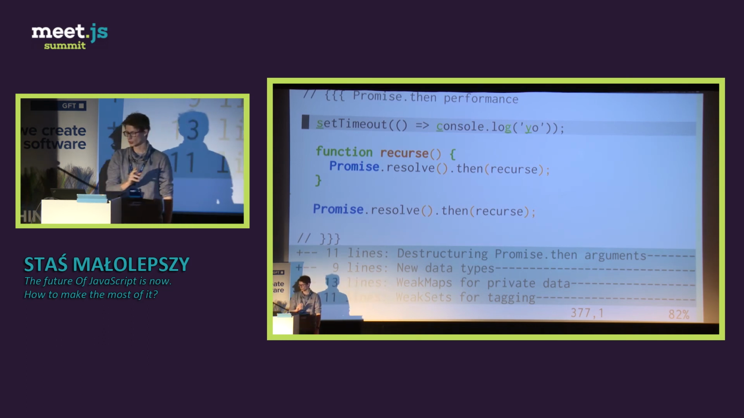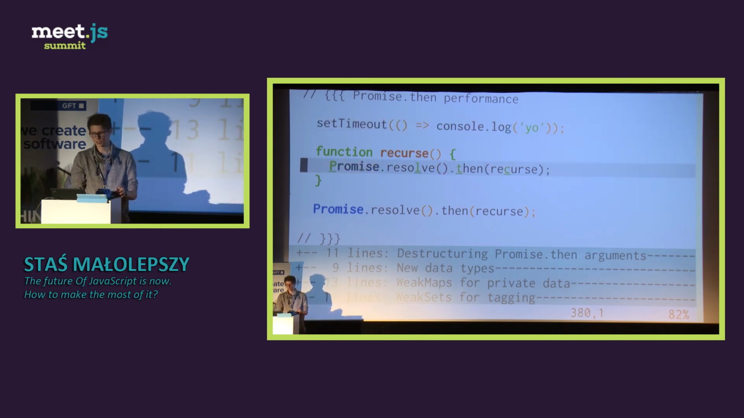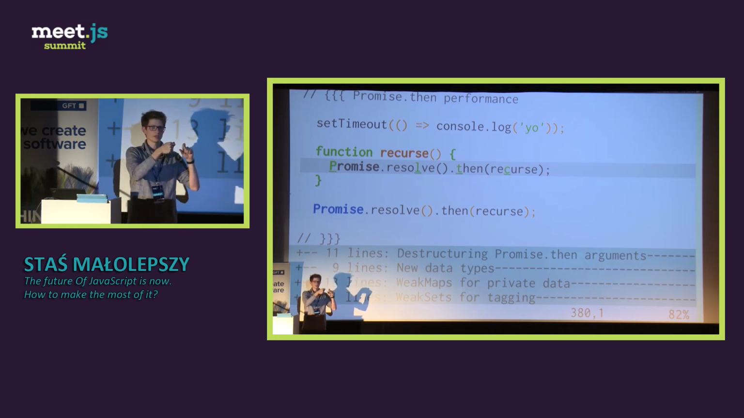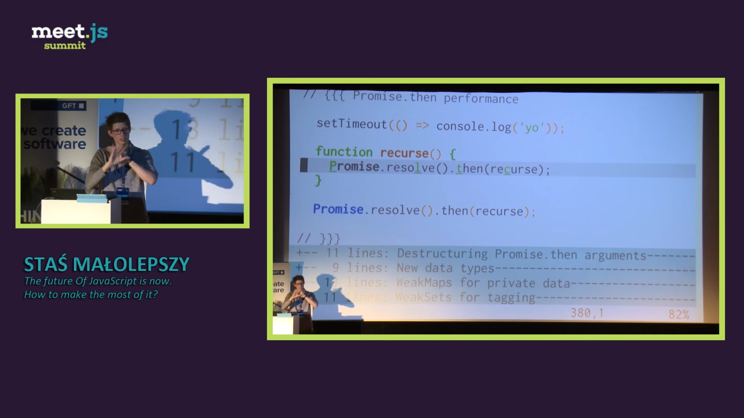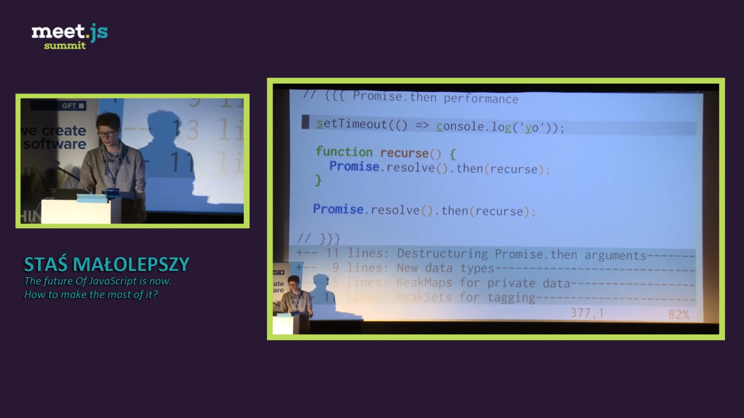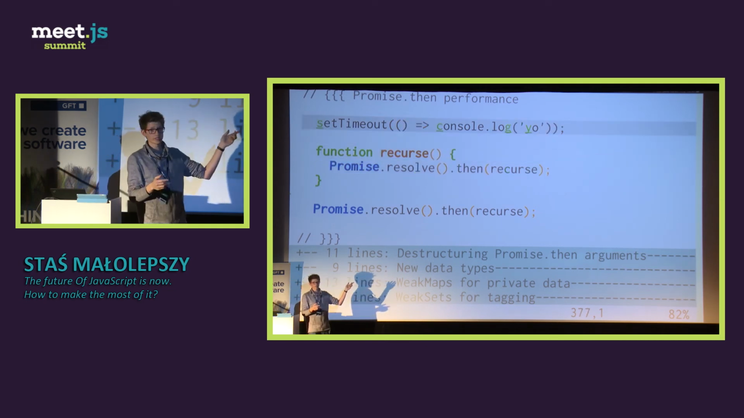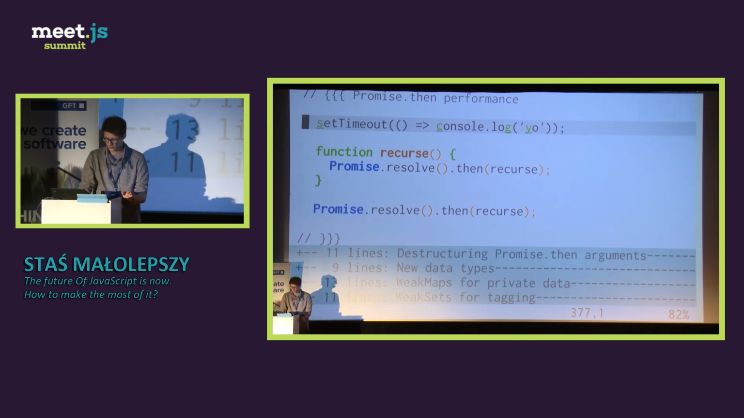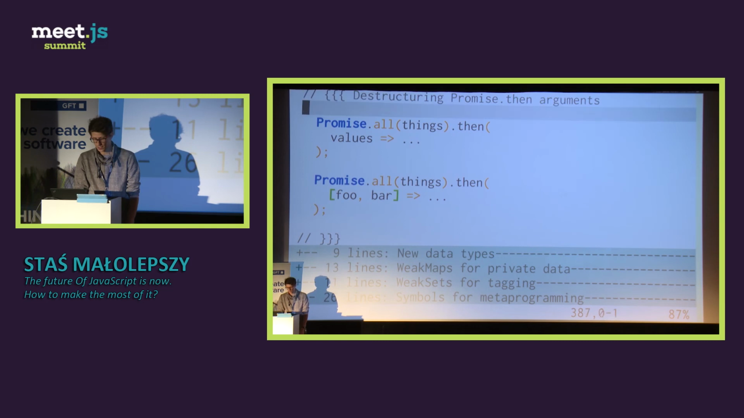So be careful too, because if you somehow manage to do another then call in a current then call, you can starve your CPU. It is possible to never reach the next event loop iteration. And in this example, this is an anti-pattern. Don't do that. In this example, the yo will never get printed because you will starve the CPU. So just a friendly warning, be careful about that.